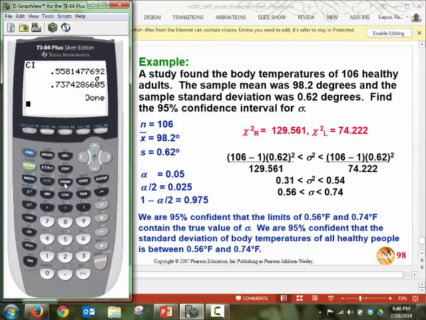So what's the program called to find the critical number? Inverse chi-square.